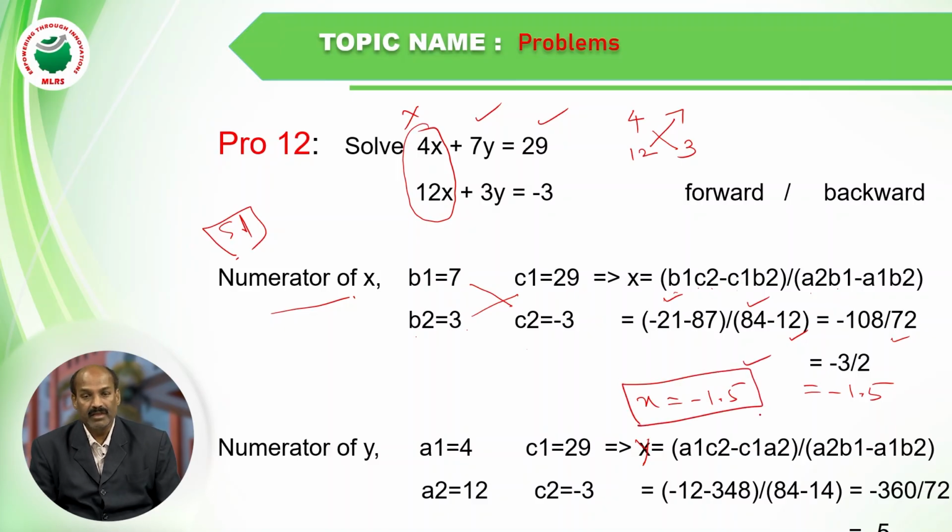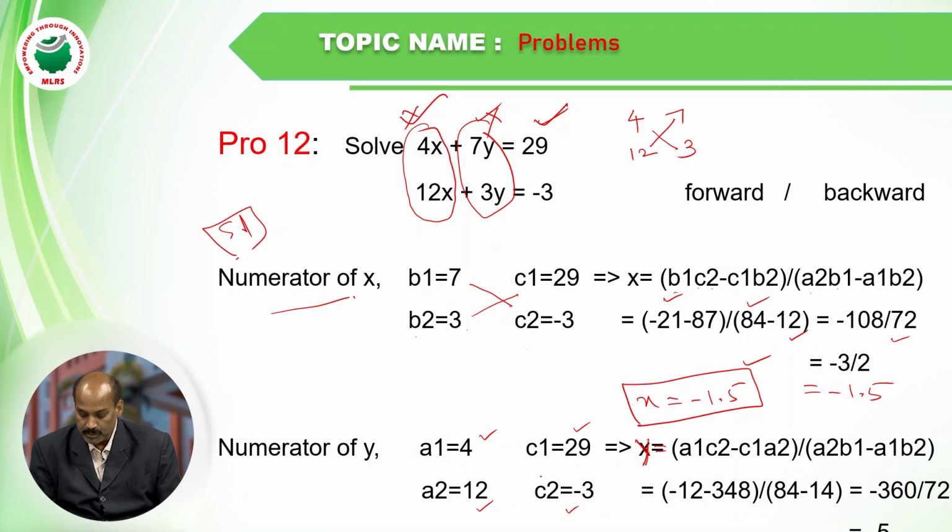Similarly, we write the y value. To write the numerator of y, delete the y column. The second column you delete and write first column and last column. That is 4, 12, 29, minus 3. So that is A1 equal 4, A2 equal 12, C1 equal 29, C2 equal minus 3. And then y value is given by y equal (A1 C2 minus C1 A2) by (A2 B1 minus A1 B2).